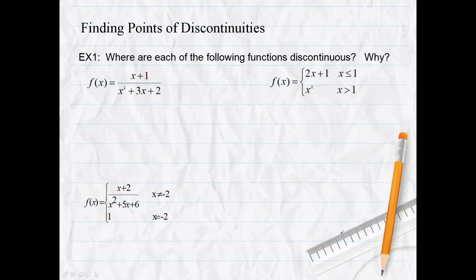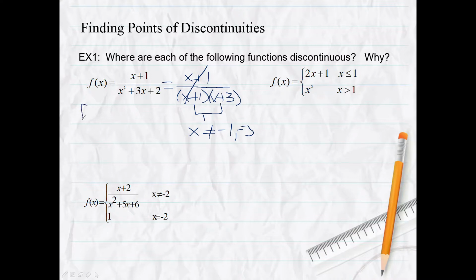All right, so let's see if we can do this without the graph. The first thing we're going to do is, if we have a fraction, we're going to reduce the fraction. Now from this fraction here, we see that x cannot be negative 1 or negative 3. So f of negative 1 does not exist. f of negative 3 does not exist. So those are our points of discontinuity.